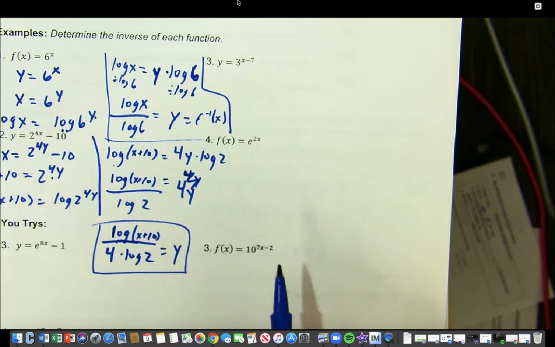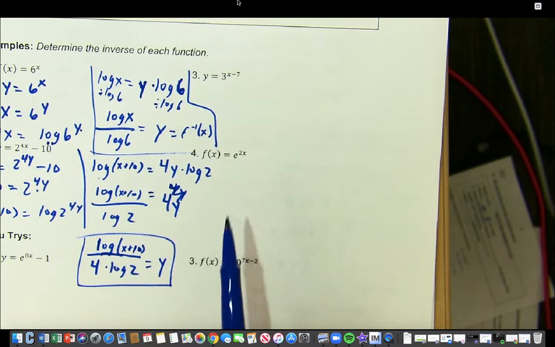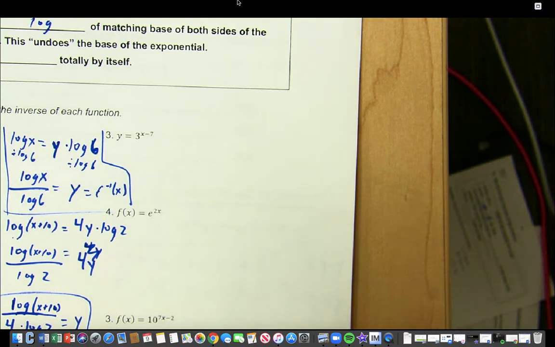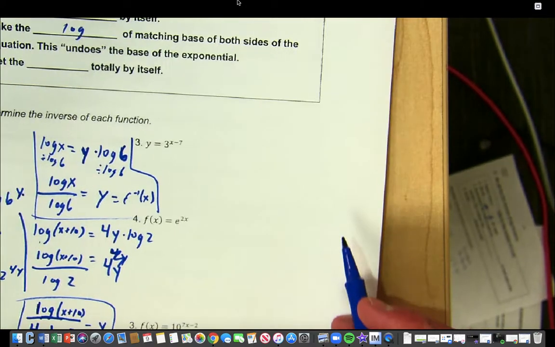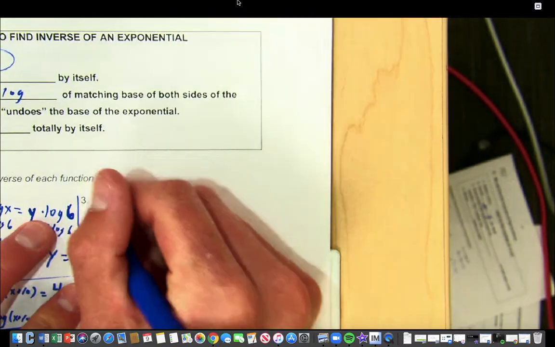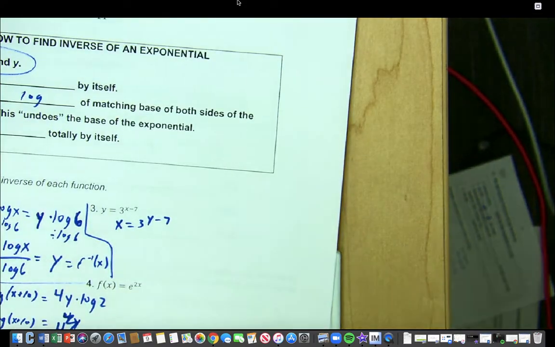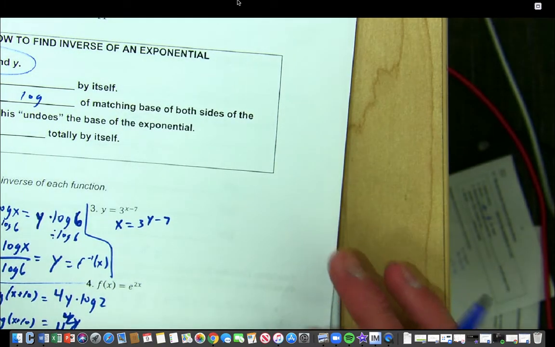Should have given you more room here. I need more room. You probably need more room as well. Okay, so let's do just a couple more examples. Once again, I think this one tends to be a little bit more challenging, so we'll do a couple more examples together. Hopefully, it'll start to click here soon. First step always is to switch x and y back and forth. So I did that.